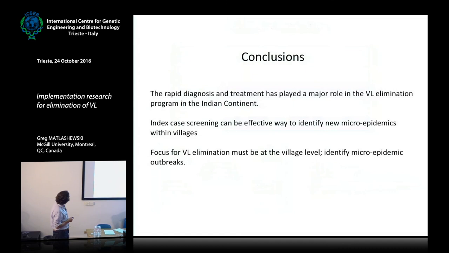So in conclusion, the rapid diagnostic test and treatment has really been fantastic over the last 10 years. And as Philip showed you, it's really had a huge impact on bringing down the number of cases. Index screening, I think, is something that could be considered now if you really want to go after the disease in a more focused way. And ultimately, the challenge, of course, is going to be dealing with visceral leishmaniasis at the village level. You've really got to think about how you're going to work at the village level and go after the disease there.